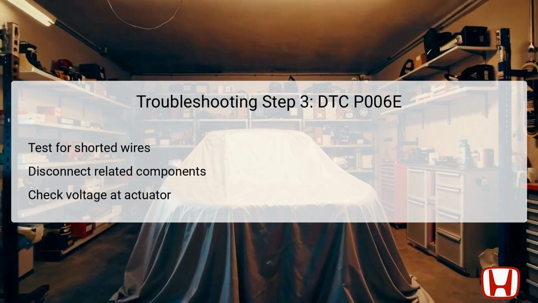The third troubleshooting step involves checking for shorted wires in the circuit, which can compromise the voltage supply to the turbocharger system. Before proceeding, it's necessary to disconnect relevant components, including the fan control relay and the AC condenser fan relay, to ensure no parasitic loads affect the circuit.